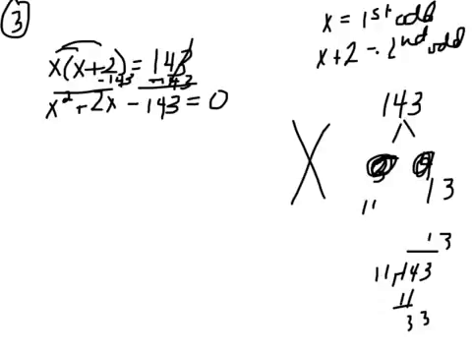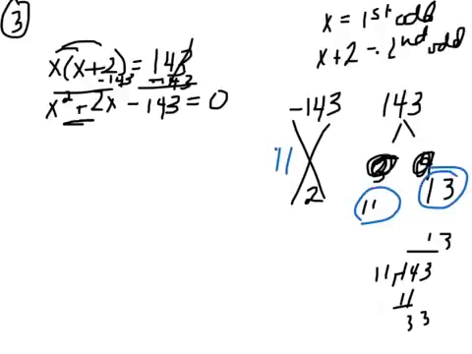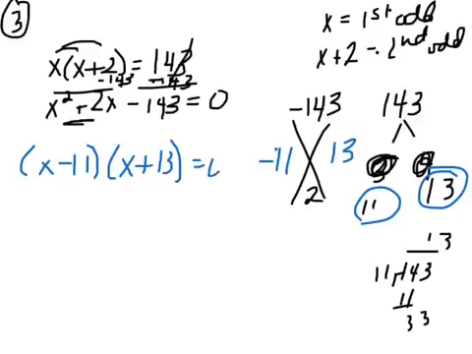So what multiplies to give me negative 143 and adds to give me that positive 2? Well, let's try that 11 and this 13 that we found over here. If I want it to be a positive 2, it would need to be a negative 11 and a positive 13, and that works. So this factors into x minus 11, x plus 13 equals 0. So if I go to solve, we take each factor and we set it equal to 0.